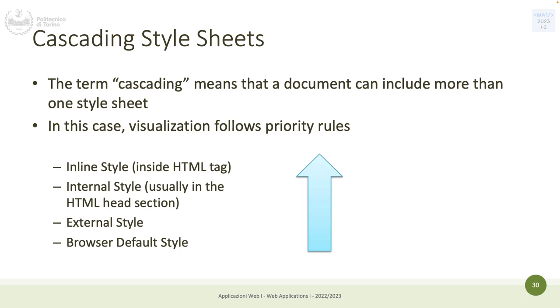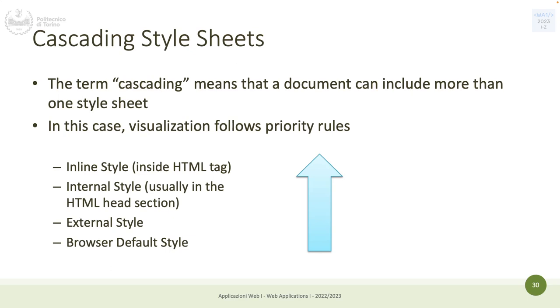And we have seen that there is a browser default style, an external style, and then the inline style. CSS stands for cascading style sheet, because cascading means that one page can include more than one style sheet in these orders. So actually our HTML page has used both the external style, the one that we create in the style CSS, and the browser default style, that is the one provided by the browser.